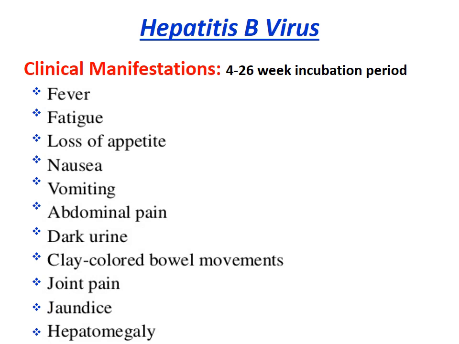Clinical manifestations. The incubation period is 4 to 26 weeks. The signs and symptoms include fever, fatigue, loss of appetite, nausea, vomiting, abdominal pain, dark urine, clay colored bowel movements, joint pain, jaundice, hepatomegaly. So the patient may be asymptomatic, or may have some of these signs and symptoms, or some can have all the signs and symptoms too.